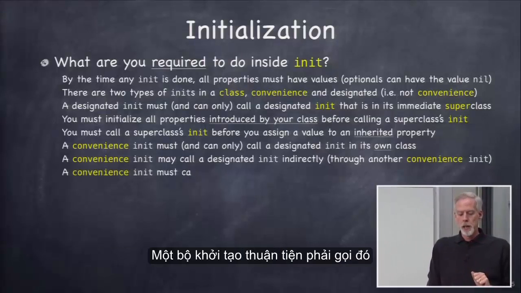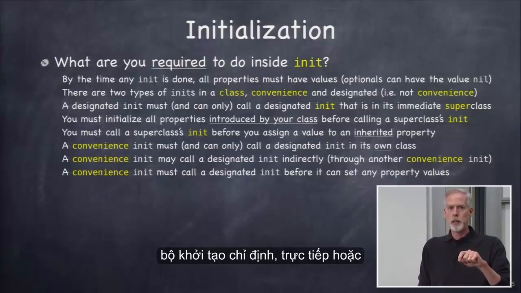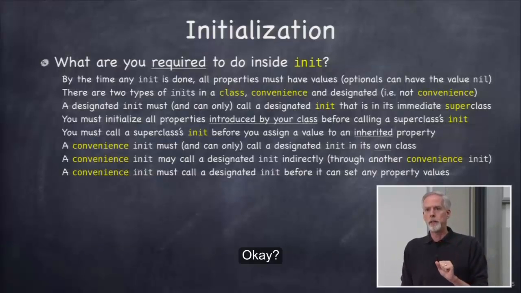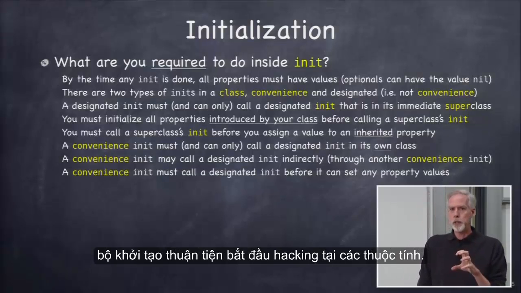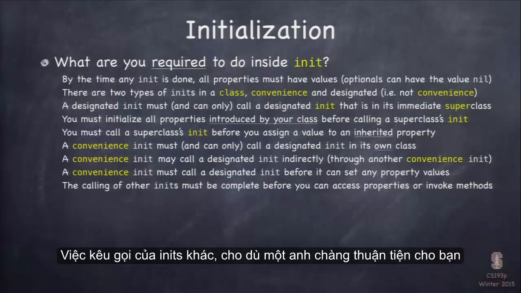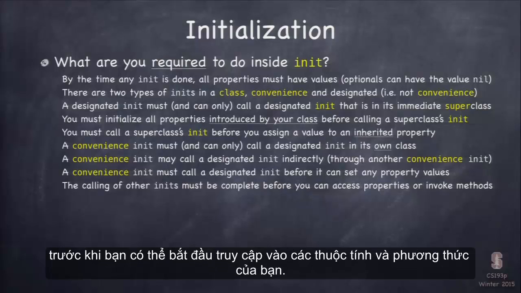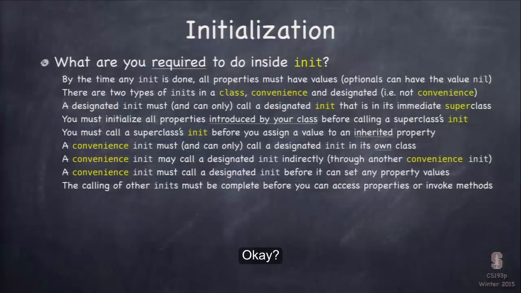A convenience initializer must call that designated initializer, directly or indirectly, before it can touch any values, obviously. You have to get your object primarily initialized before the convenience initializer can start hacking at properties. The calling of other inits, whether you're a convenience initializer calling your designated one, or a designated one calling up to your super's designated initializer, has to be complete before you can start accessing your properties and methods. In other words, the class has to be initialized before you can start calling methods and properties.